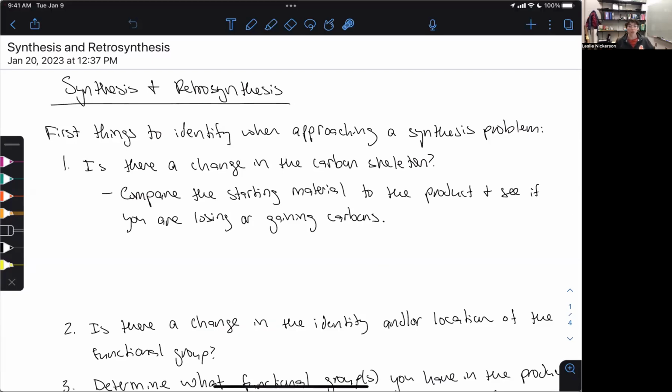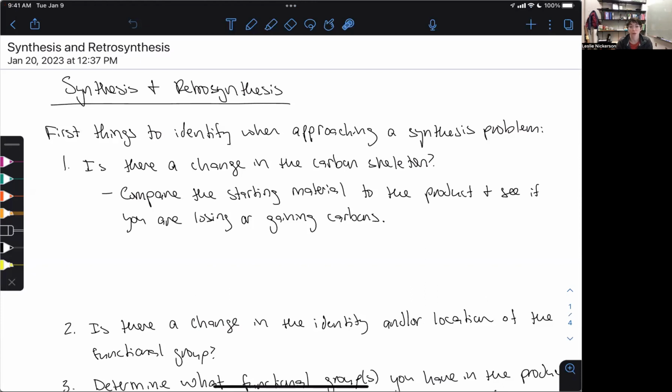Everybody, I'm going to talk a little bit about synthesis and retrosynthesis in this video, and kind of talk about how to set up a little synthetic toolbox for yourself so you can think about organizing those reactions and putting retrosynthesis to better use.